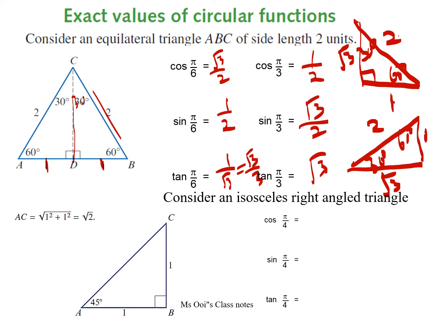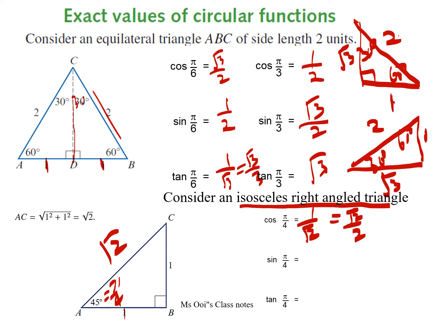All right, another special triangle that is probably helpful for you to find exact values is the isosceles right angle triangle. So 1, 1, so that will give you root 2 here. Cosine 45, which is pi on 4 in terms of radians, is 1 over root 2, adjacent over hypotenuse, and we can rationalize to say root 2 on 2. Sine pi on 4 is the same, 1 on root 2, which is root 2 on 2. Tangent is 1 here.